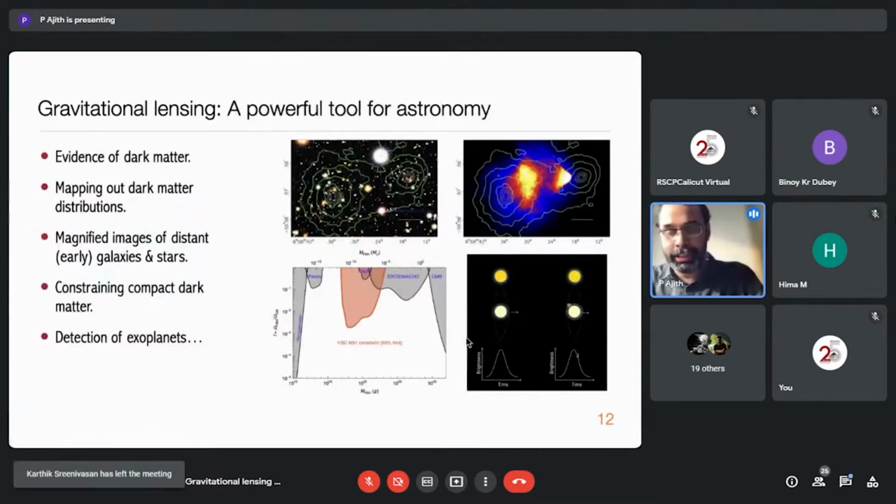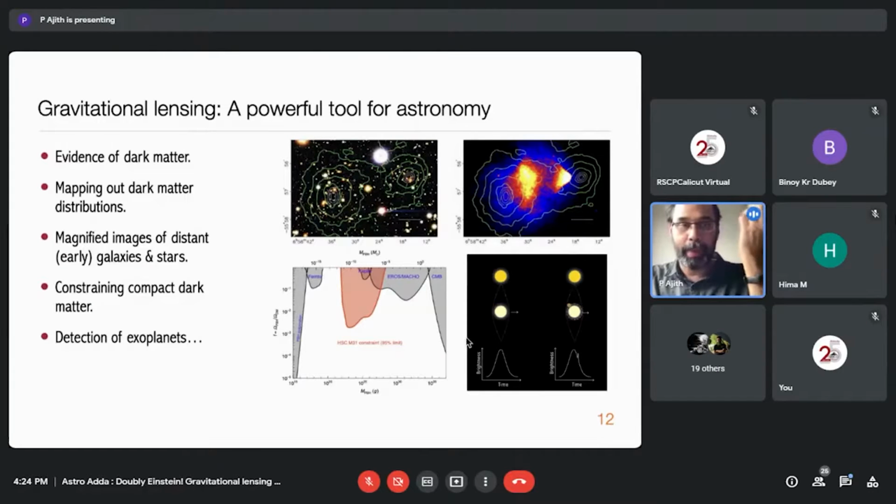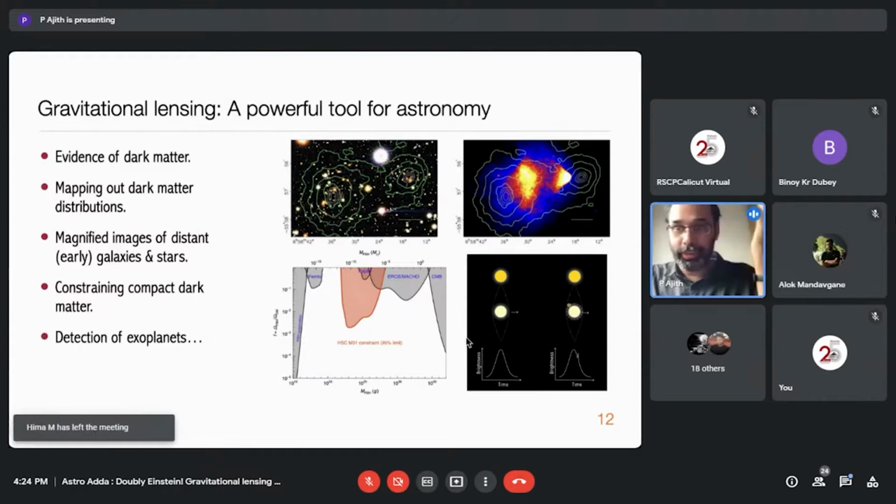And in the last few decades, gravitational lensing of light has emerged as a powerful tool for astronomers and cosmologists. Examples of the power of these probes include that gravitational lensing has been used to find evidence of dark matter, to map out dark matter distributions in the universe, and to understand the nature of dark matter, for example, to check whether the dark matter could be comprised of a large number of compact objects.